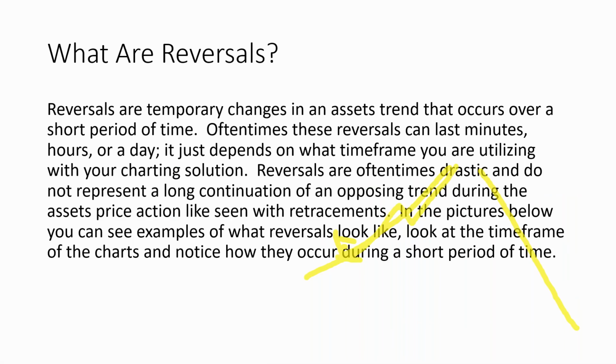So then we have to understand what a reversal is. So reversals are temporary changes in an asset trend that occur over a short period of time. Oftentimes, these reversals can last for minutes, hours, or days. It just depends on what time frame you are utilizing your charting solution. Reversals are oftentimes drastic and do not represent a long continuation of an opposing trend during the asset's price action, like seen with retracements.